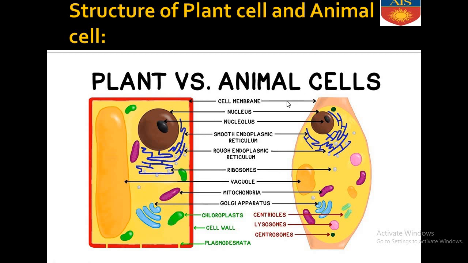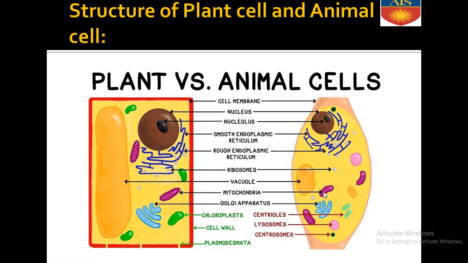This is the cell membrane. This is the nucleus which synthesizes RNA. Smooth endoplasmic reticulum. Why? Because it lacks ribosome. Rough endoplasmic reticulum. Why do we call it rough endoplasmic reticulum? Because the ribosomes are present on it. Ribosome, the kitchen house of the cell. These are vacuoles. See, in this case, the vacuole is very large. And in this case, even if it is present, these are small and few in number.